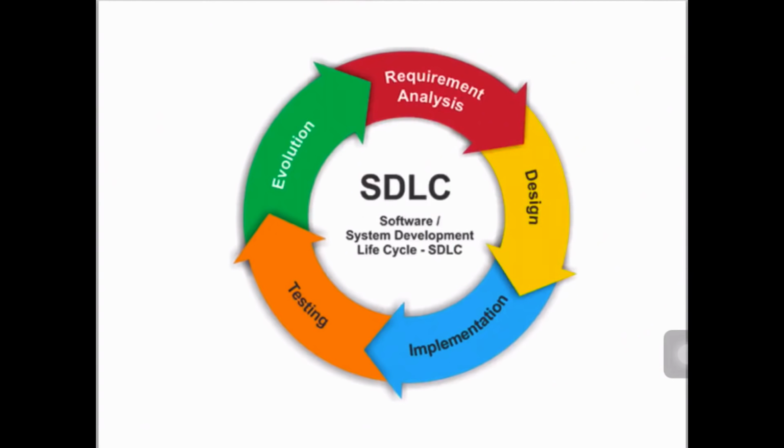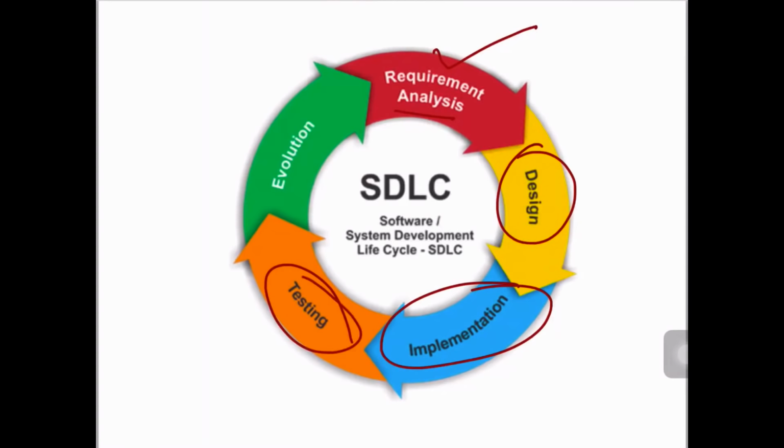Let's look at the software development life cycle. What comes in a software development life cycle? It starts with the requirement analysis part, right? We will see in detail what is in requirement analysis. Then we'll look at the design part, implementation part, testing part, and the evolution or evaluation part.